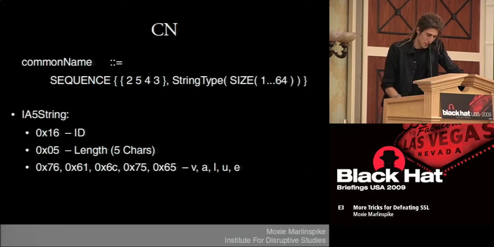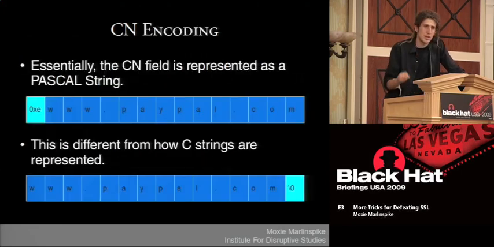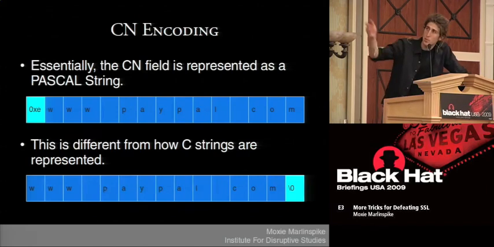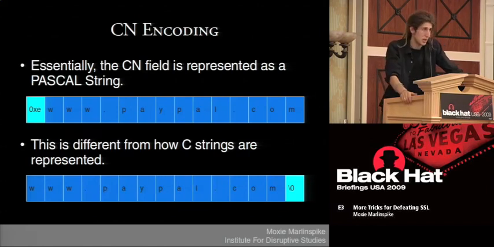Pretty straightforward. The important thing to note is that common names are essentially Pascal strings, right? If people remember how Pascal stored strings in memory, there would be some number of bytes that prepended the string that specified how long the string was going to be, followed by the actual string data. So in memory, it would look like this. There's a 1-byte field that determines the length, and then the actual characters that followed.